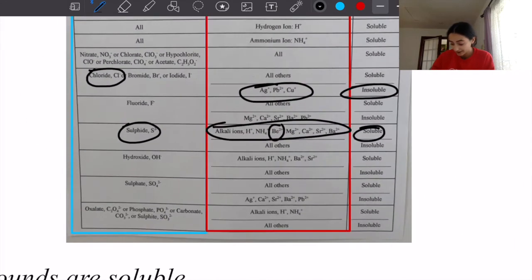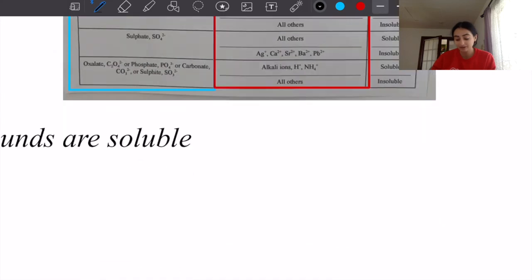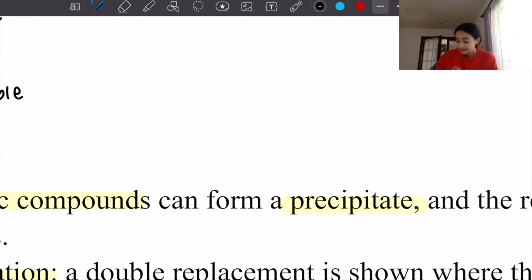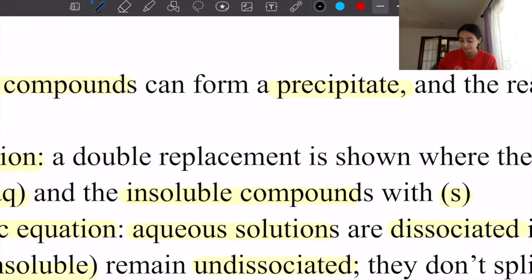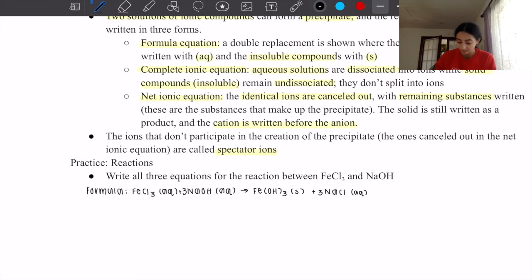So now let's see what is soluble and what is insoluble. So let's first check iron with hydroxide. So iron 3+ is not soluble with hydroxide. So then that means that Fe(OH)3 is going to be our precipitate, and we are going to mark it with an S for solid. Now let's check NaCl. We have chlorine, the chloride ion, which is soluble with sodium. So that is going to be written as aqueous. Okay, that is our formula equation.